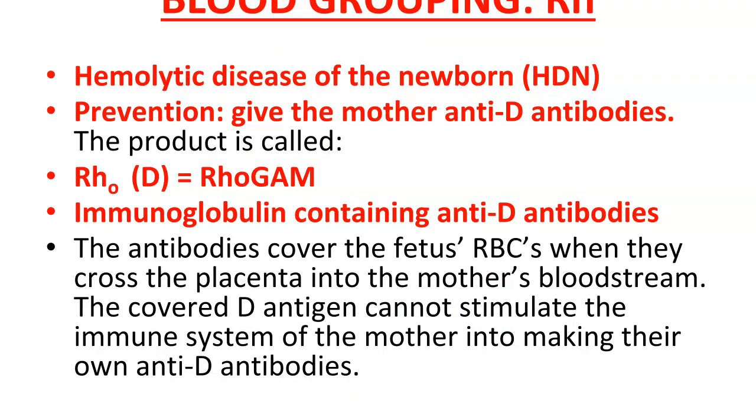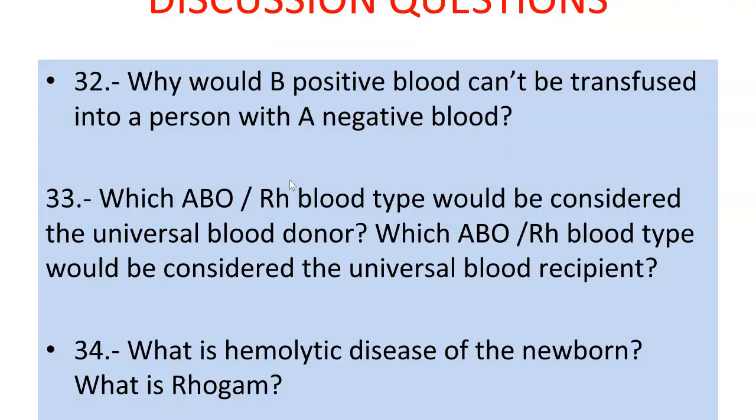Okay, so you should know what RhoGAM is and what it contains. So why would a B positive blood not be transfused into a person with A negative blood? Because a B positive person will have anti-A antibody in their plasma, and they will destroy the A antigen of the recipient. Which ABO-Rh blood type will be considered universal blood donor? Universal blood donor will be the O negative. The universal blood recipient is the AB positive.